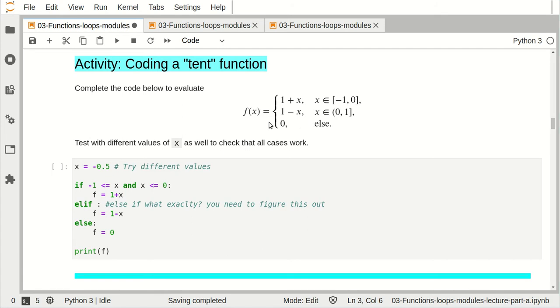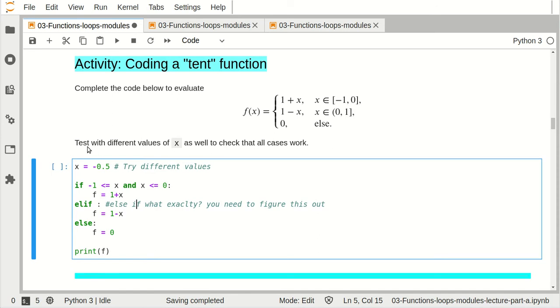And then otherwise, else x is equal to 0. So you're supposed to just complete this code and then test with some different values of x as well to check that all cases work. So in this case, if x is between -1 and 0, and it's including, that's greater than or equal to, less than or equal to 0, f is equal to 1 plus x.